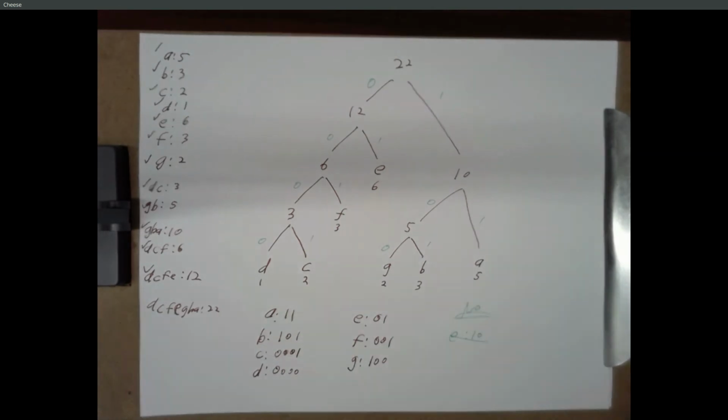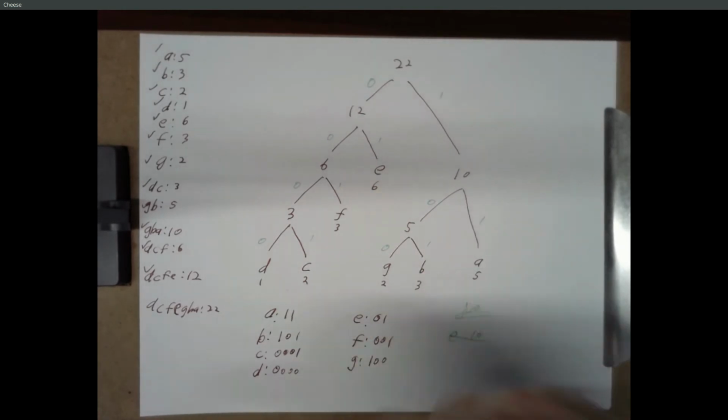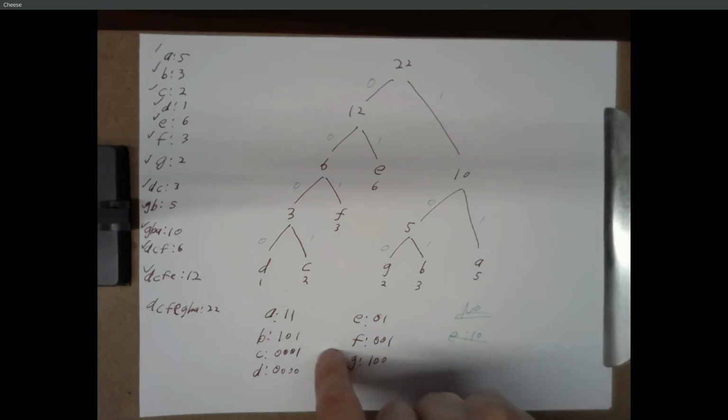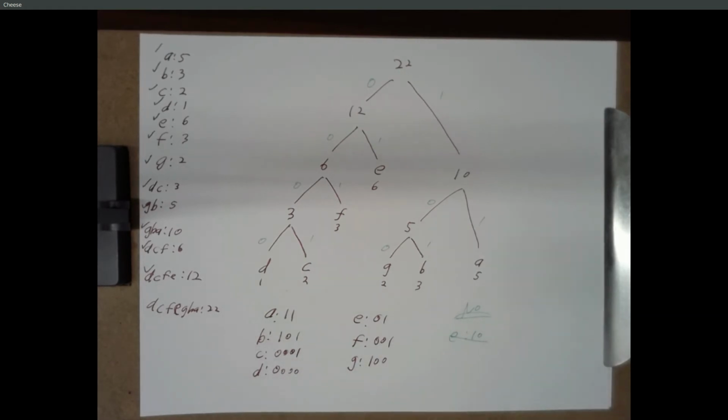Yeah, and you would do something in code. What I was doing here was trying not to crowd myself. So that's why sometimes I put on one side or the other. But in your code, you would just take the first thing, put it on the left, second thing on the right, or whatever. You get different codes, but it should end up with the same number of bits.